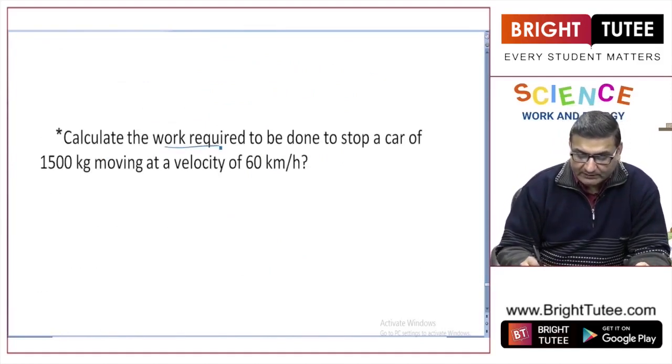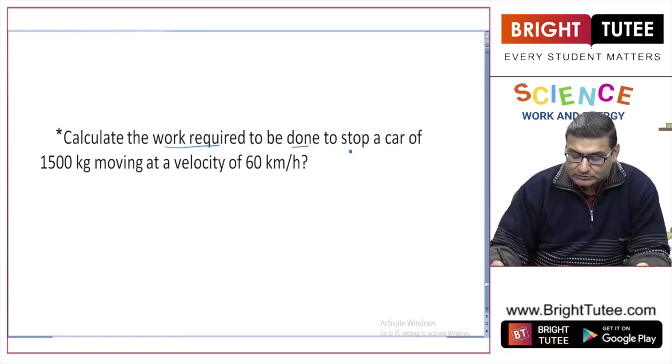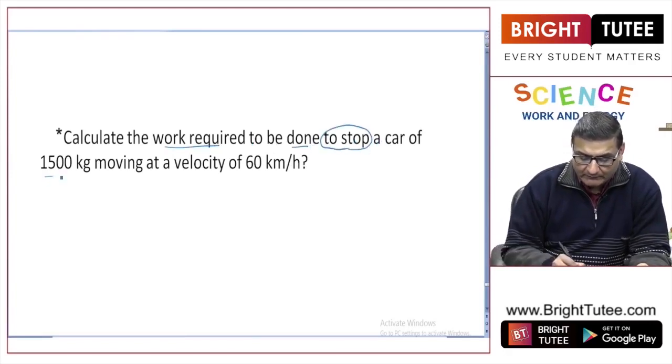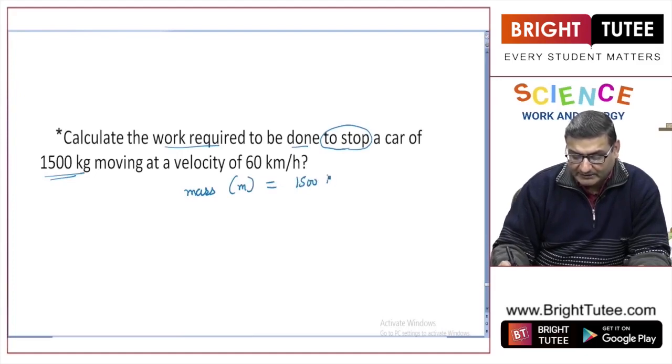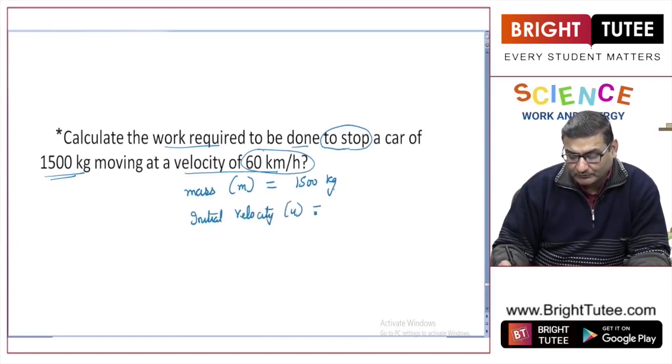Calculate the work required to be done to stop a car of 1500 kilogram. The mass of the car, represented by small m, is given to us to be 1500 kilogram, moving at a velocity of 60 kilometer per hour. The initial velocity of the car, represented by small u, is given to be 60 kilometer per hour.